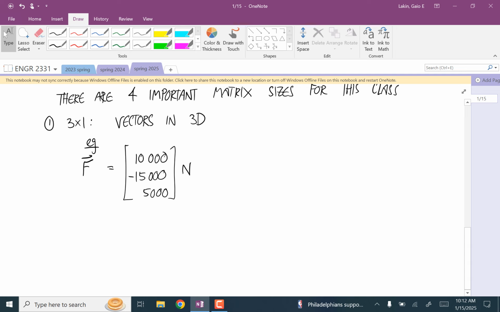The second type is a 6x1 matrix. And we'll use this as the Voigt form of stress and strain. So we'll represent stress a couple different ways. Strain will always be represented using this Voigt form.